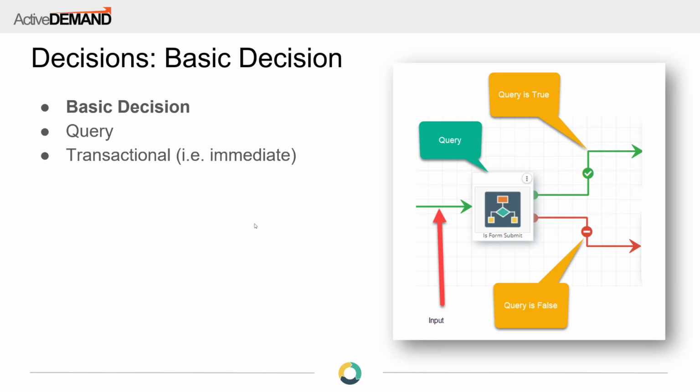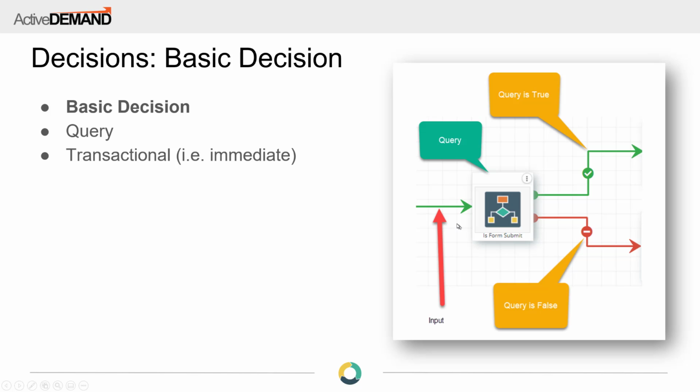So the first one I'm going to talk about is the basic decision. Now, for this step type, notice there's a little bubble here, and this allows you to clone or delete specific steps, which is something you cannot do with a starting step, like I mentioned.